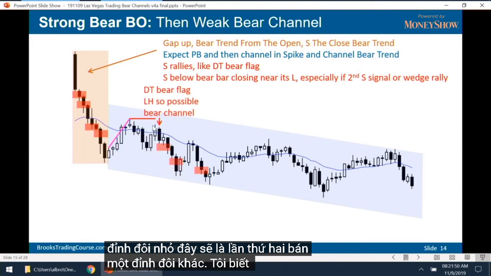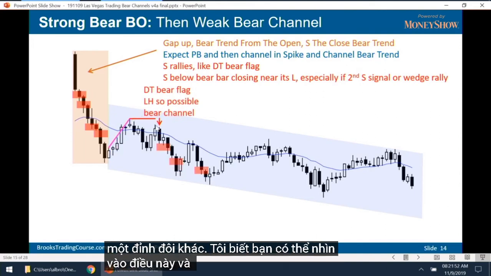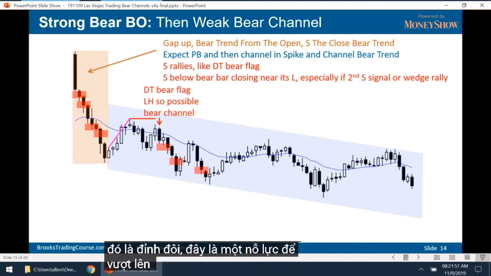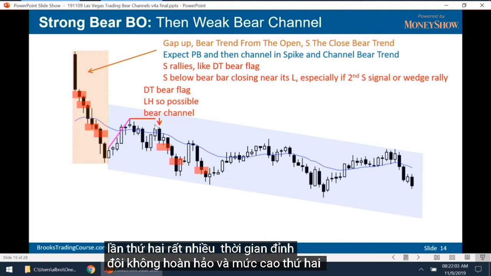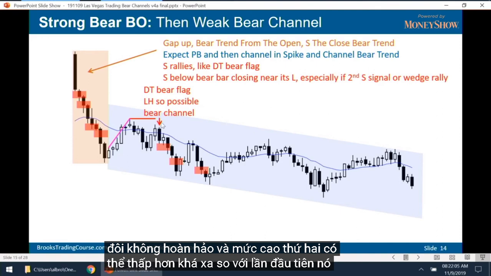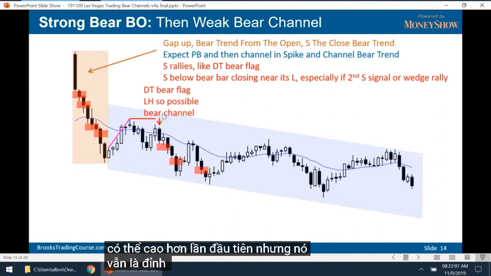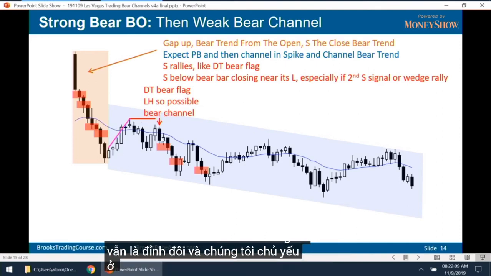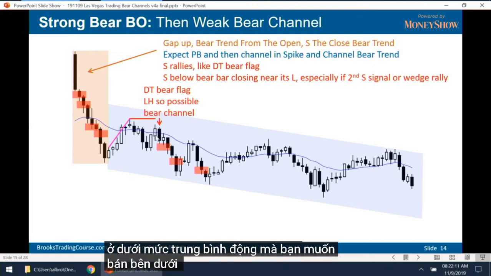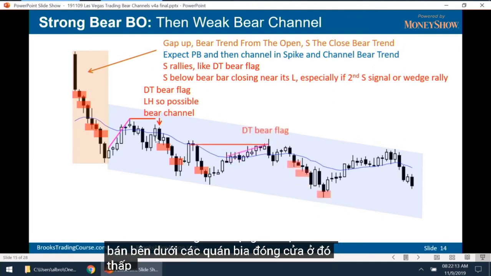Another double top. I know you can look at this and say, Al, it's not a double top. It's a double top. This was an attempt to get above that, and it reversed down a second time. A lot of times double tops are not perfect, and the second high can be pretty far below the first high. It can be above the first high, but it's still a double top. And we're mostly below the moving average. You want to be selling below bear bars closing near their lows.